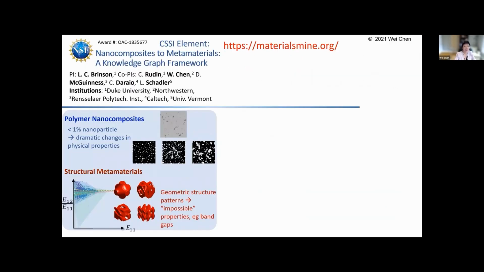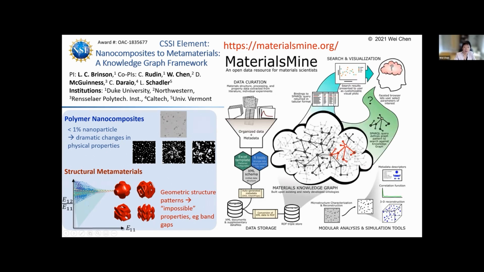There's actually a concentrated effort in creating data resources for data-driven design. I'm using an example of an NSF CSSI project that I have been involved in with five other faculty. The data resource is now called MaterialsMine. Our goal is to expand a polymer nanocomposite database to a metamaterial database. There's a lot of communication in this process between the computer scientists and domain scientists to develop the right knowledge graph and ontology, the data schema, and so on.